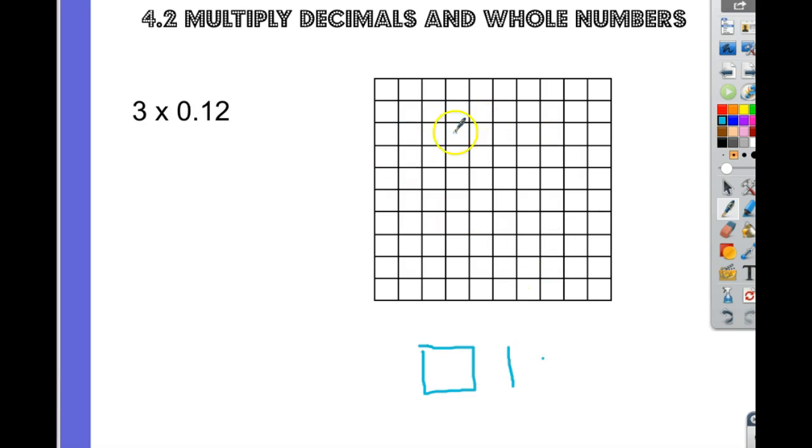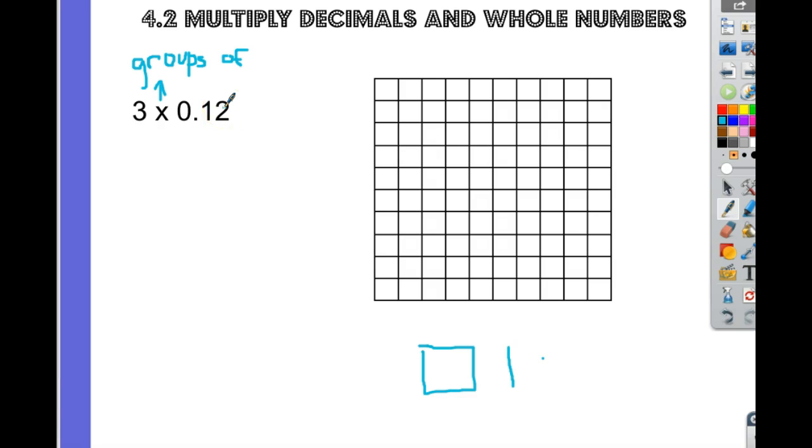So we can actually use this flat to multiply. The other thing I want you guys to remember before we get started is that when you see this multiplication sign, I want you to think of two words, and those two words are groups of. So when you're multiplying, you're basically saying there are 3 groups of 12 hundredths. Sorry, I know my handwriting is horrible. We talked about that in the last video. So I have 3 groups of 12 hundredths. That's what I'm doing when I am multiplying.